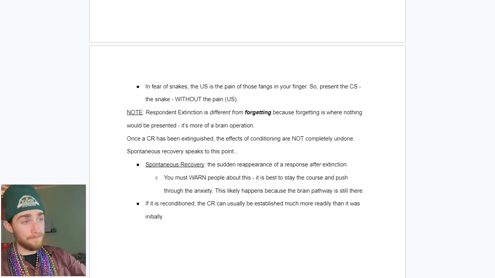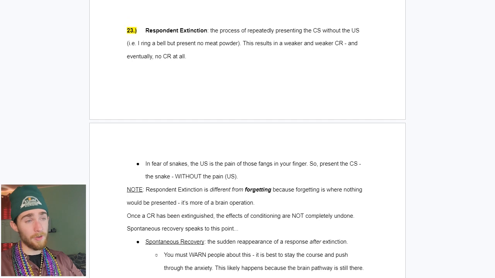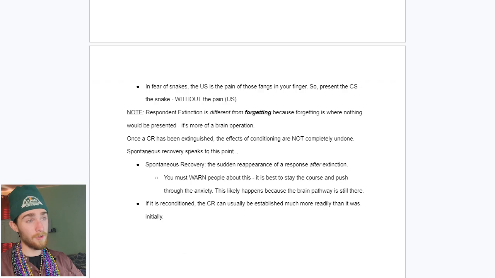Now, a note here is that respondent extinction is different from forgetting, all right? Respondent extinction is not simply forgetting because forgetting is where nothing would be presented. It's more of a brain operation. With respondent extinction, we are deliberately presenting the conditioned stimulus without the unconditioned stimulus. We are deliberately putting in the effort to show you the thing that we've trained your brain to think, yes, when I see this, I'll get this.